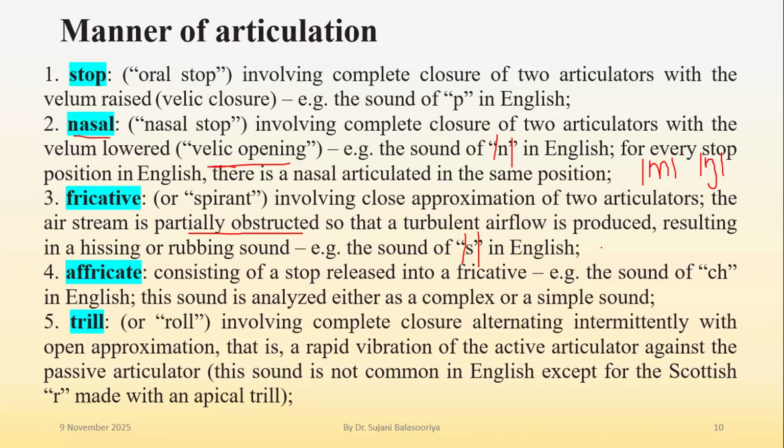Can you just think about the other fricative sounds? At least one or two? Yeah? No idea? You can check if you have the list of the consonants with you now. You can just have a look at it and identify the consonants that have this hissing sound.